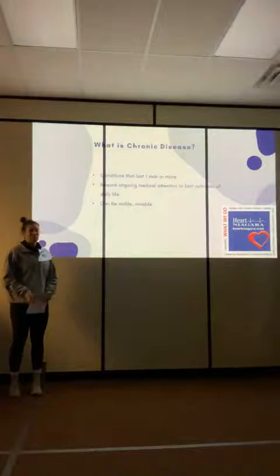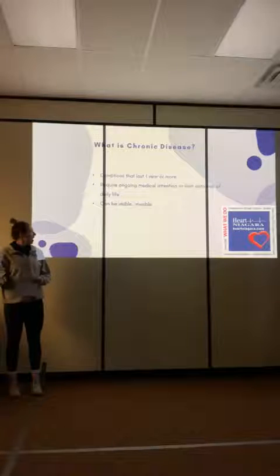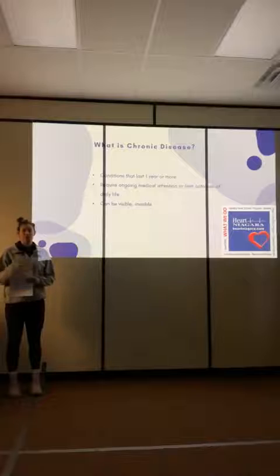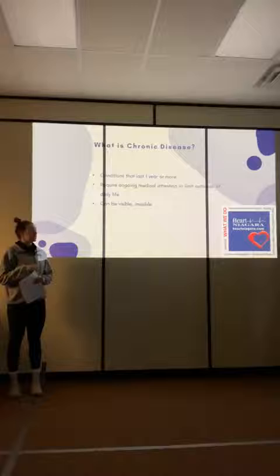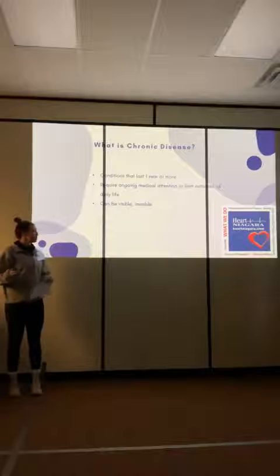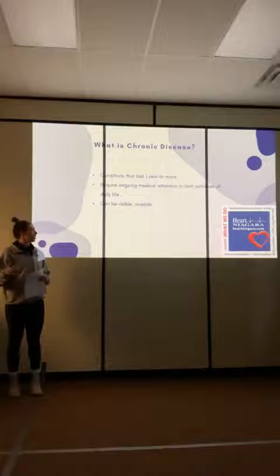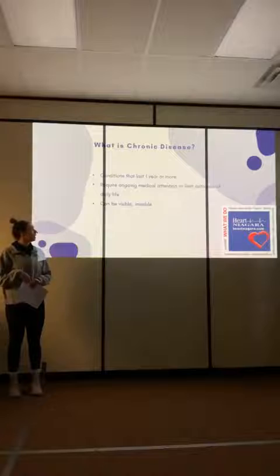So first off, what is a chronic disease? They're conditions that last 1 or more years, and they require ongoing medical attention, or they limit your activities of daily life. They can be visible and invisible. For example, some visible chronic diseases can be things like Parkinson's disease, stroke, or MS, while invisible ones are more likely with diabetes or heart disease. We're going to discuss both the visible and invisible chronic diseases today.